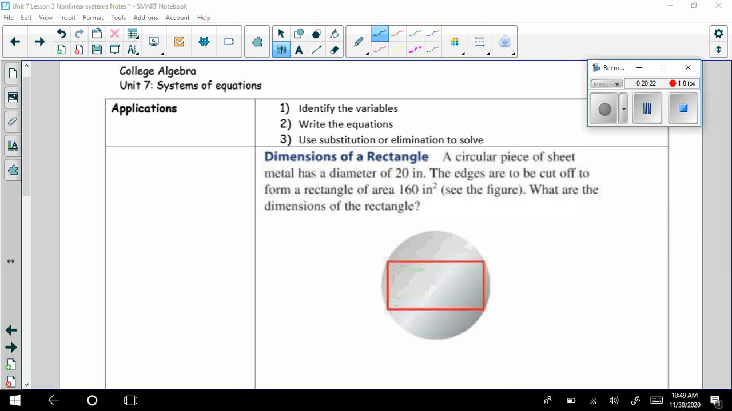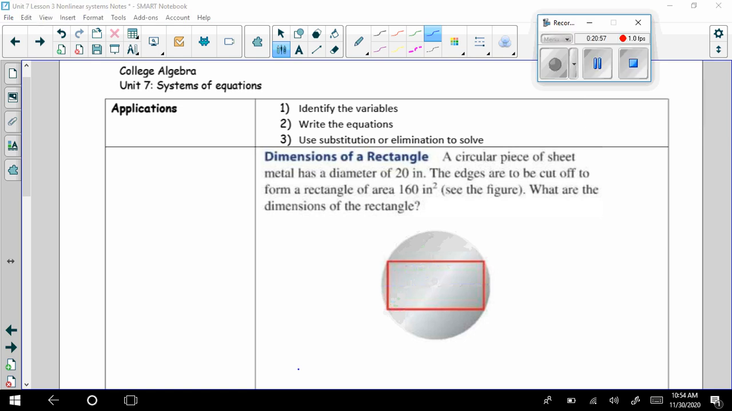And then the last aspect of this is word problems. Again, you're still solving using systems, so I'm not going to solve these, but just look at how to set them up. A circular piece of sheet metal has a diameter of 20 inches, so this diameter across is 20. The edges are to be cut off to form a rectangle with an area of 160 inches squared. So this is 160 inches squared in here. What are the dimensions of the rectangle?